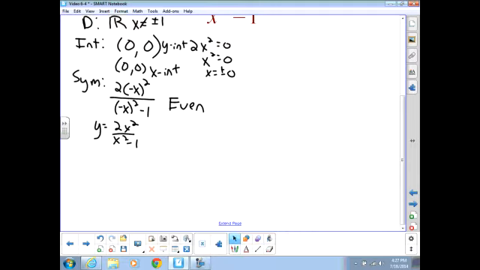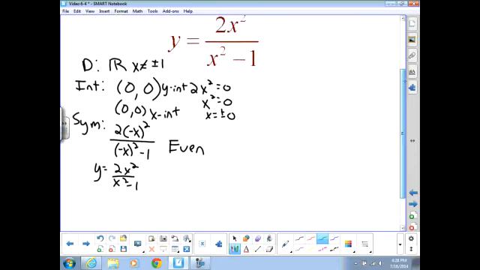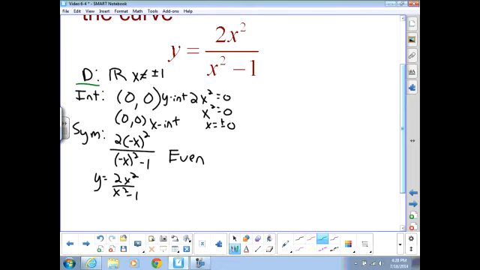Again, the symmetry, you're fine without it if you don't do it, but it can help you because we now know that if we can figure out half of it, the second half will just be reflected over the y-axis. So we found our domain, we found our intercepts, we found our symmetry.